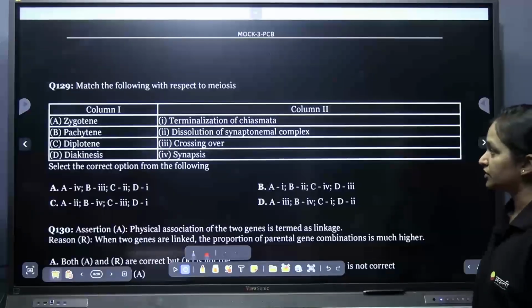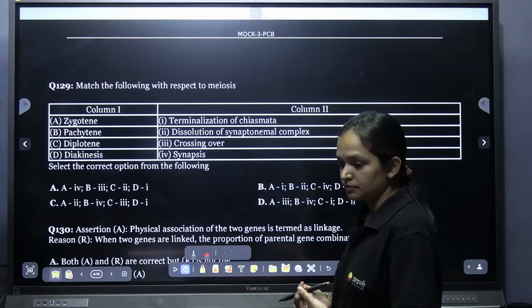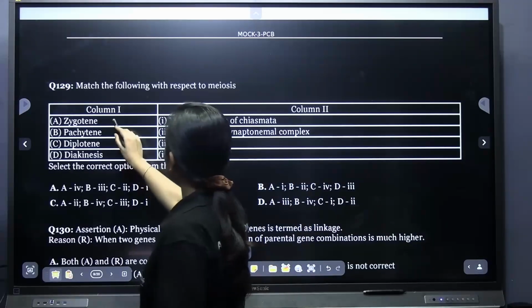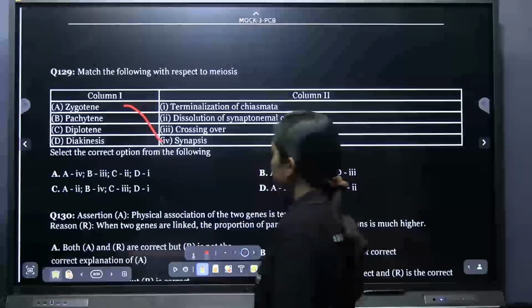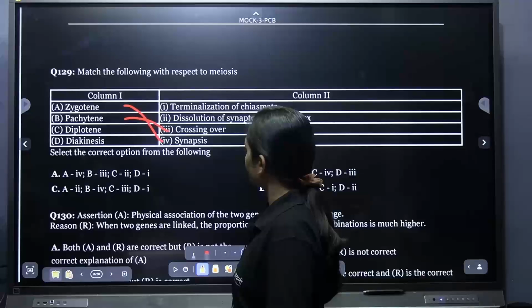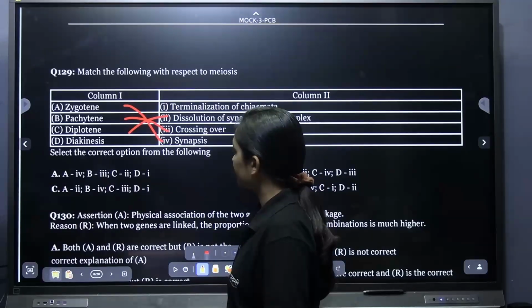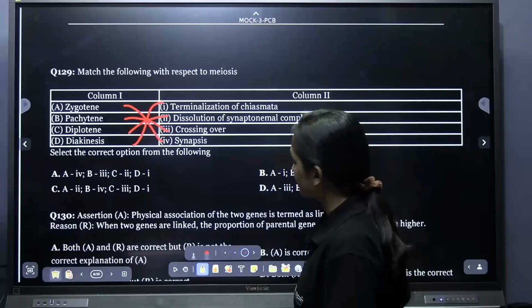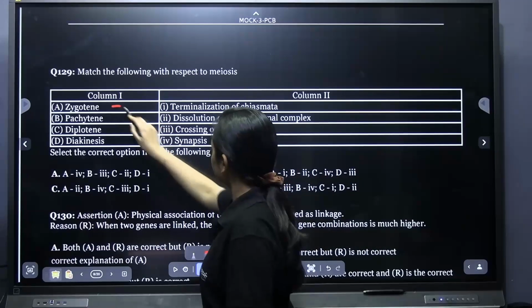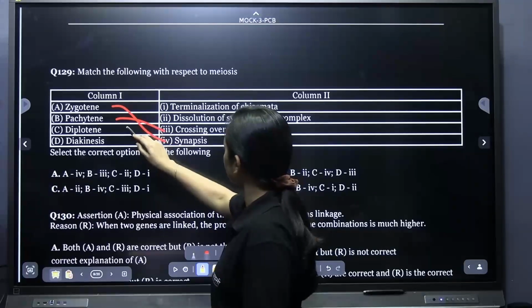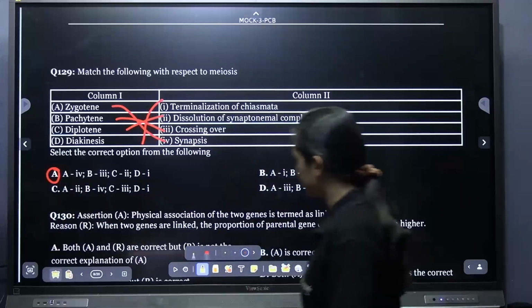Match the following with respect to meiosis. Match it and tell me, children. Easy question. A4. Zygotene, yes, I'm sorry. A4. Pachytene, 3. B3. Diplotene, C2. Dissolution of the synaptonemal complex. Diakinesis. Yes. Pachytene is the crossing over, diplotene is dissolution, and yes. Now tell me. A4. Option A. Option A is the right answer.